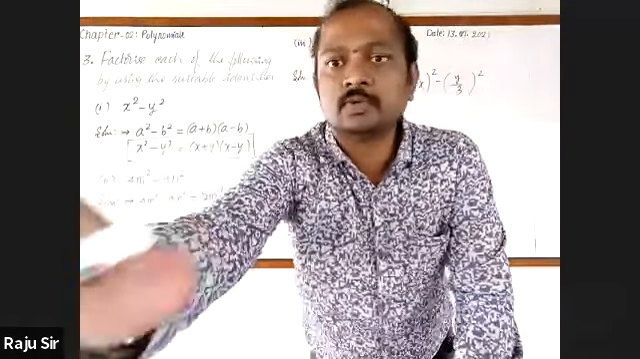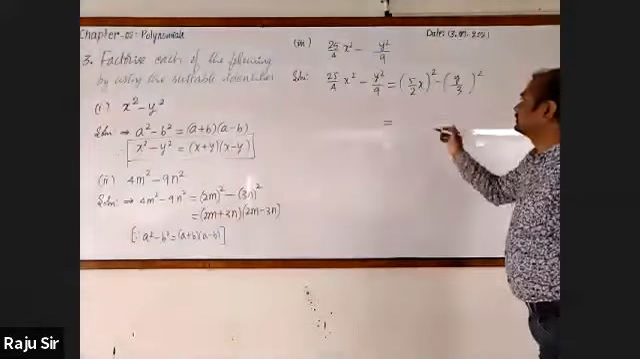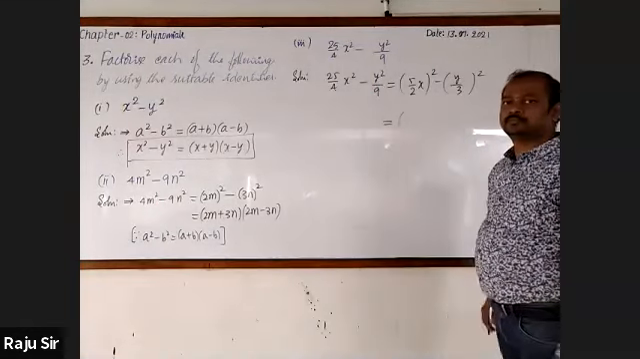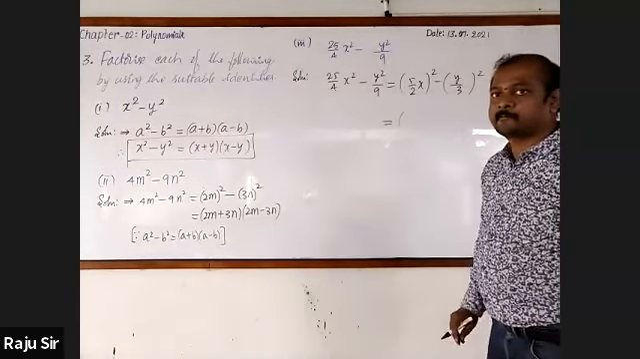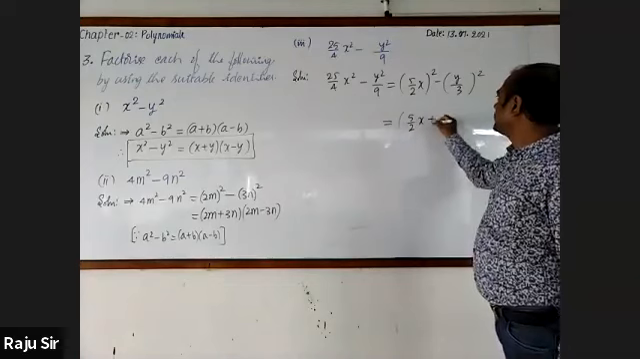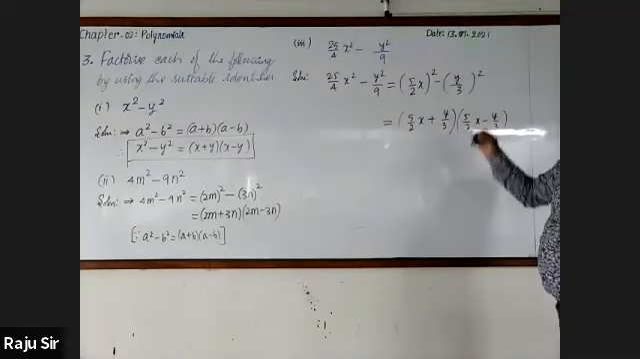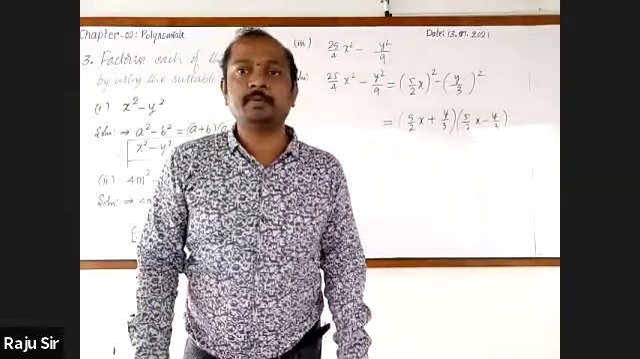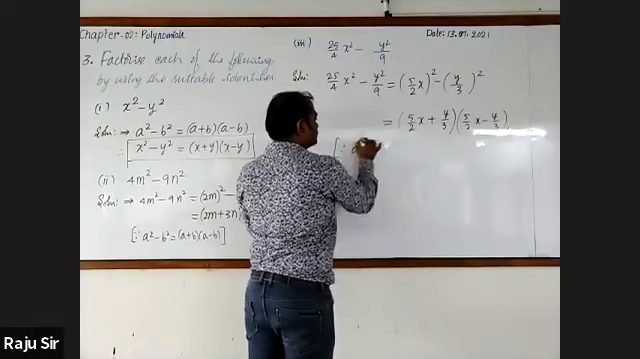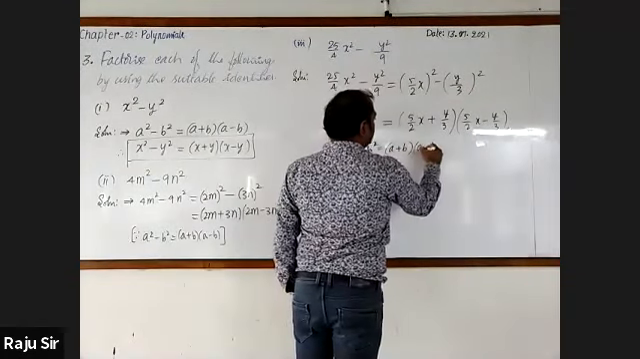Wait, I'll give a chance to a student. Trupti. Yes, sir. Tell us. It is (5 by 2 x plus y by 3) into (5 by 2 x minus y by 3). a square minus b square is nothing but (a plus b) into (a minus b). That's all. You may give the reason: because a square minus b square is equal to (a plus b) into (a minus b).